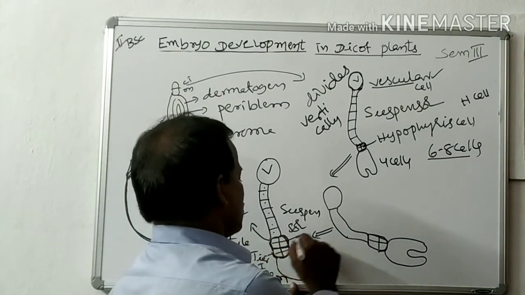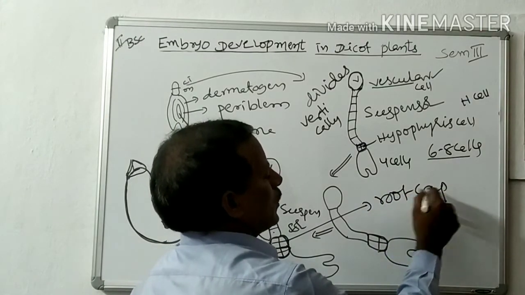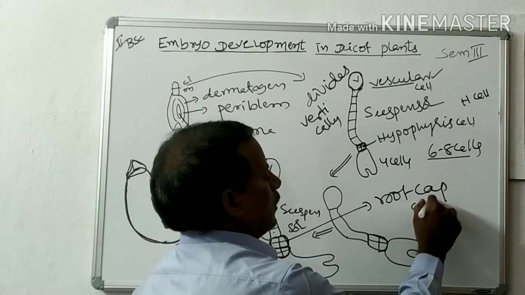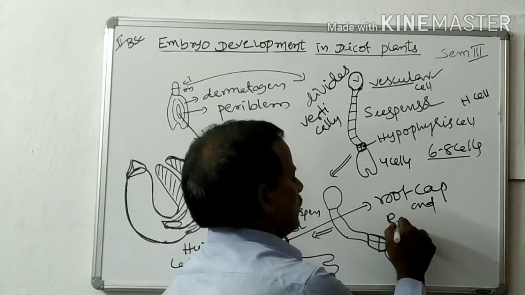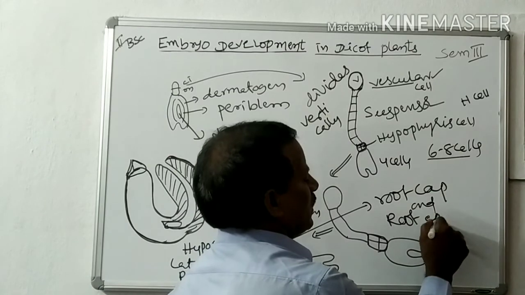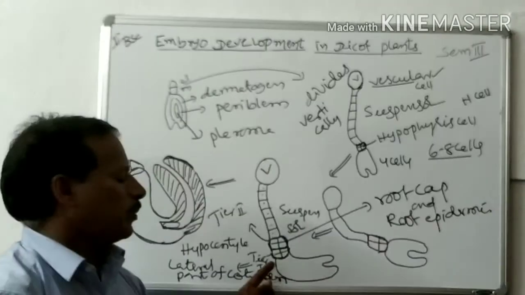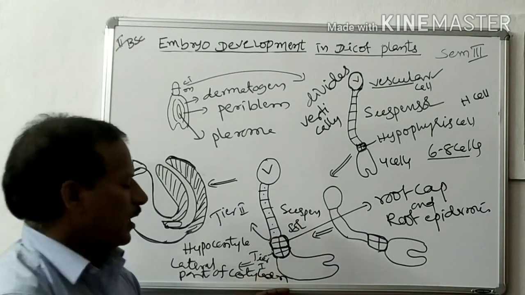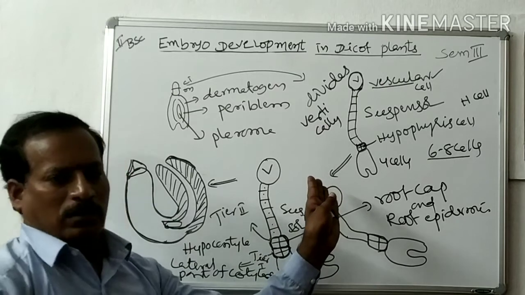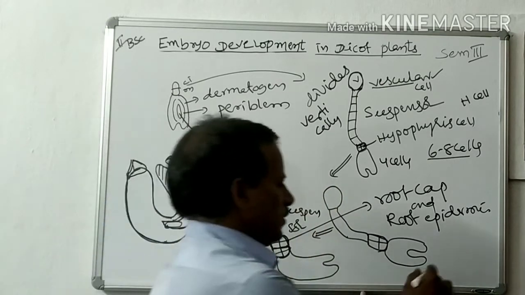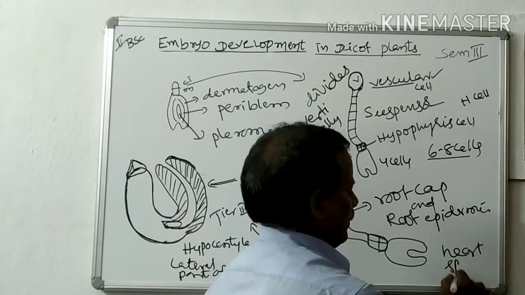These cells give rise to root cap and root epidermis. Understand? So this is the embryonal development. At the same time, during this development, the embryo is in heart shape.